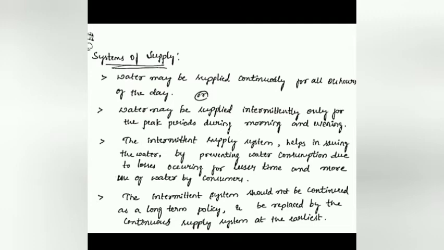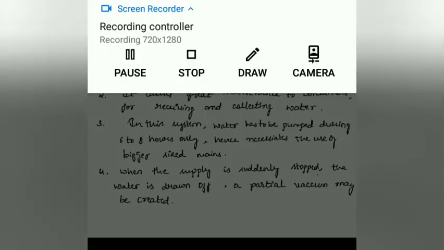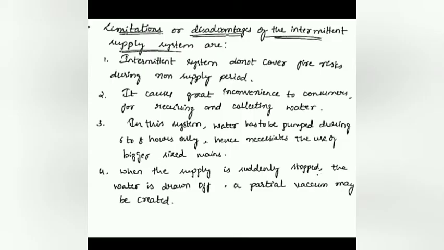The intermittent system should not be continued as a long term policy, and it can be replaced by a continuous system at the earliest. This whole system selection depends on how much water is available for the supply. If a good quantity of water is available, then we can definitely go for the continuous type of supply. But wastage of water is most in case of the continuous supply when we compare with the intermittent supply. Let us check limitations or disadvantages of the intermittent supply system.